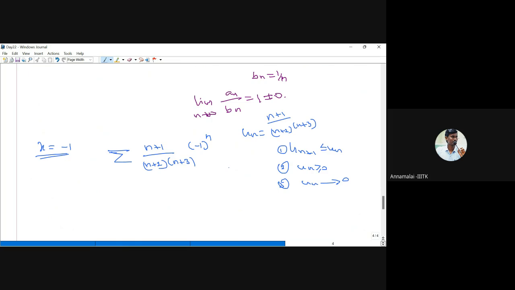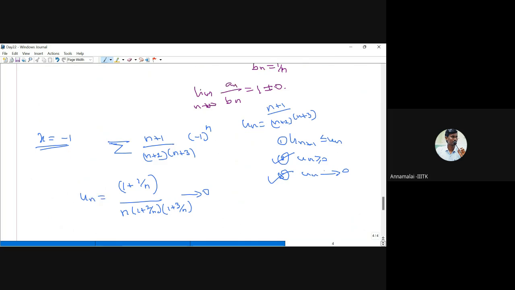And we know that as n goes to infinity, this is 1 by n, because we can write un as n plus 1. You can take n outside and then cancel. So we get simply 1 plus 1 by n, the numerator. The denominator n into 1 plus 2 by n, 1 plus 3 by n. As n goes to infinity, this goes to 0. Therefore, this un satisfies the third condition. Second condition also satisfied because everything is positive.